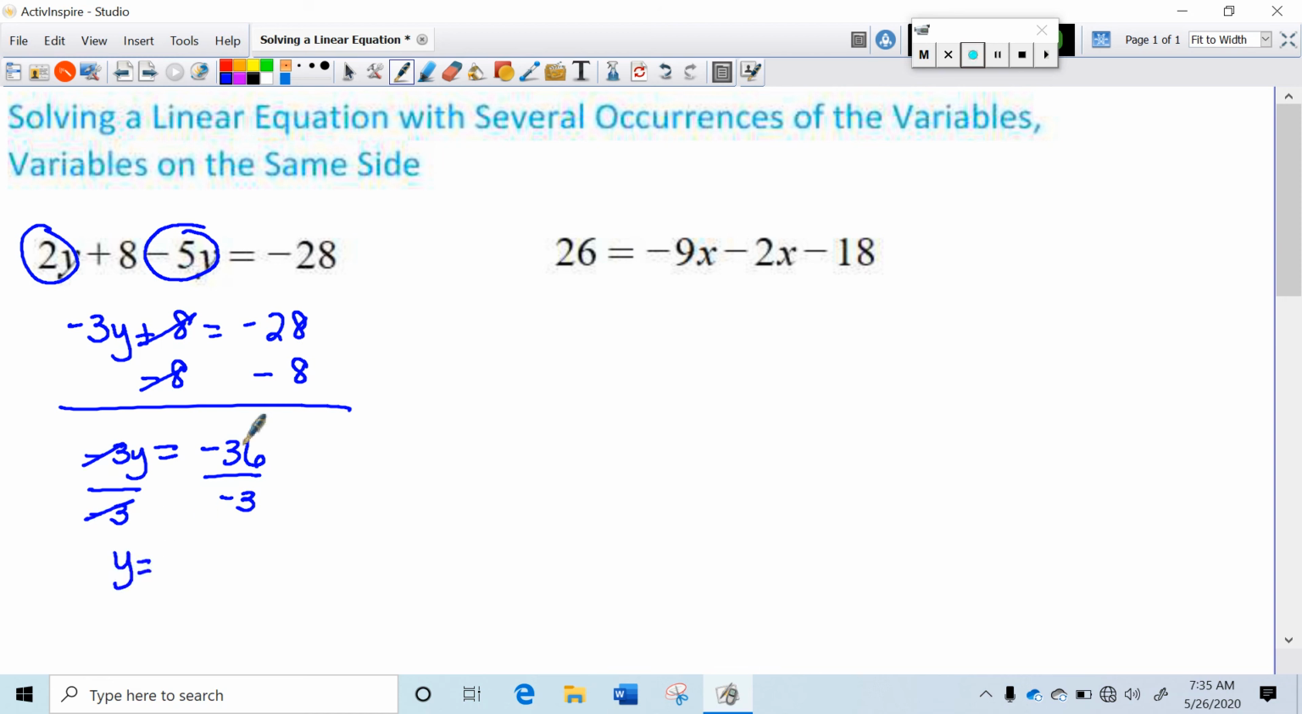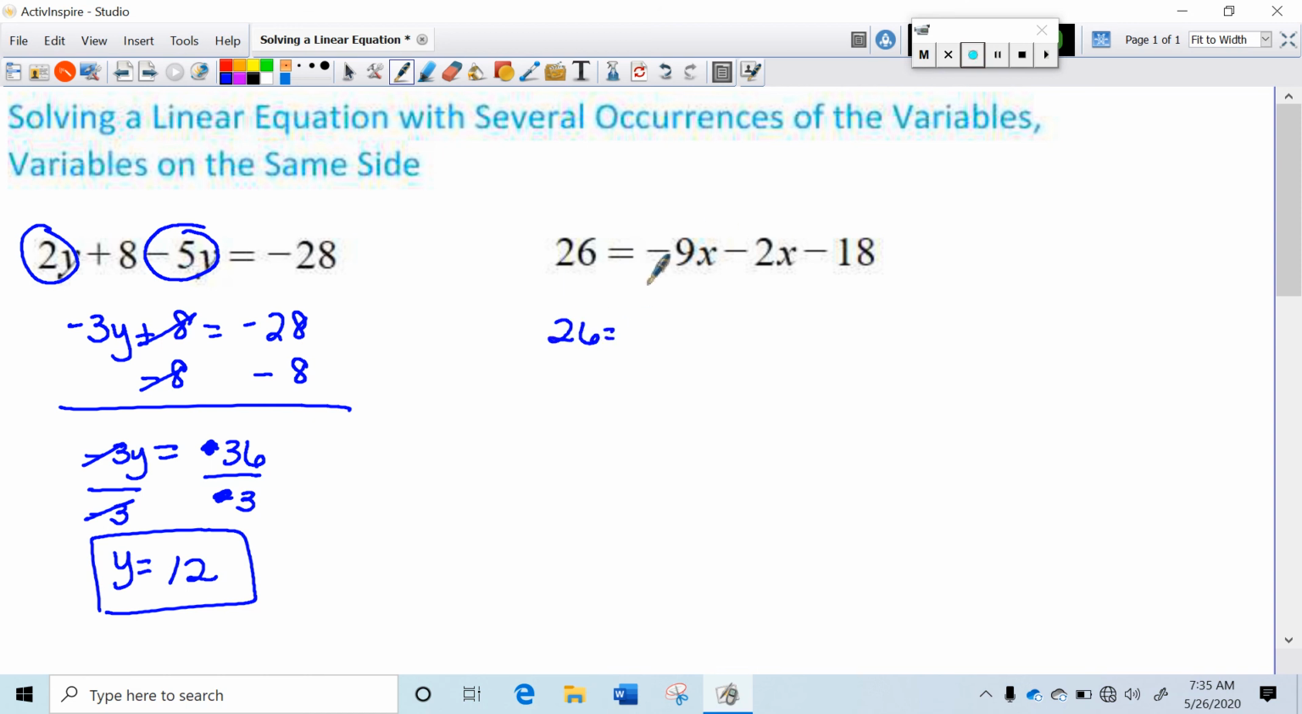So y equals, okay, over here, a negative on the top cancels with the negative on the bottom, and 36 divided by 3 is 12. So you're finished.